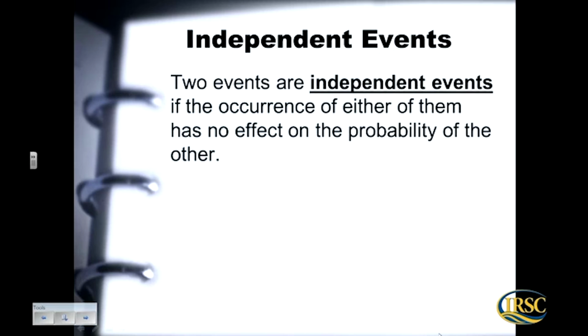Okay, so two events are independent events if the occurrence of either of them has no effect on the probability of the other. For example, tossing a coin 2 different times. When you toss the coin the first time, that is not going to affect what happens when you toss the coin the second time. So they're completely independent events.